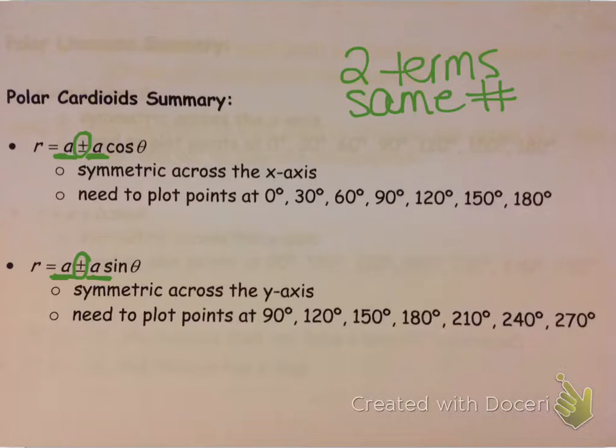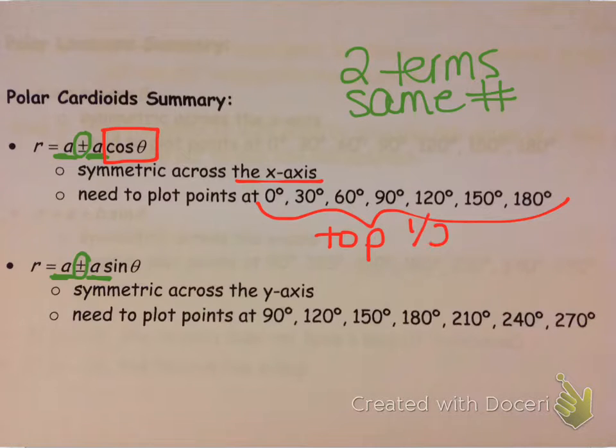Then the next thing that you would need to recognize is what kind of symmetry it has. This equation has cosine in it, so it's going to be symmetric across the x-axis. So that means you have to generate either the top half or the bottom half. These angles right here would generate the top half of that shape, unless of course both numbers happen to be negative in the equation, but it'll generate one half or the other, and then you would mirror image across the x-axis to get the rest.